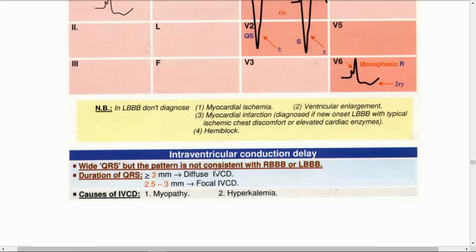So a wide QRS pattern not consistent with right bundle or left bundle, between 2.5 and 3 small squares, will be intraventricular conduction delay, and the cause will be myopathy and hyperkalemia.